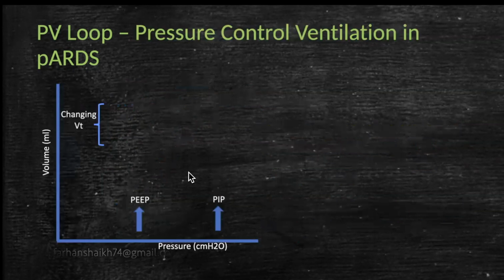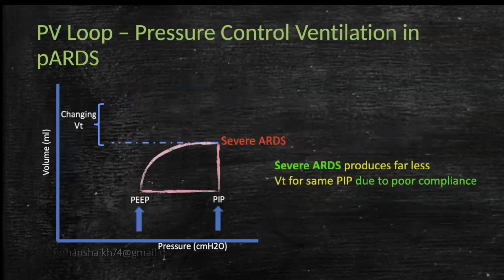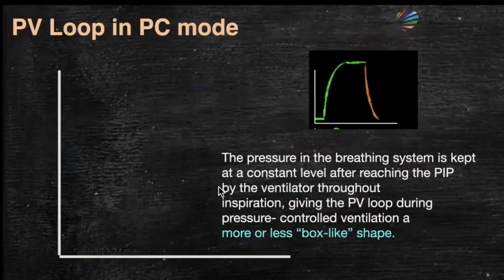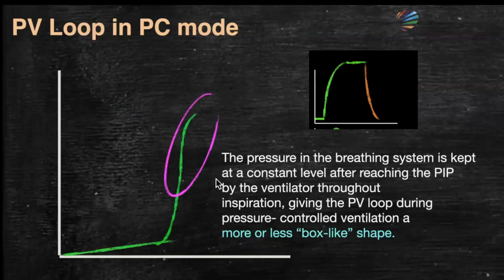While in pressure control mode, this is going to be the morphology of the pressure volume loop with the lower tidal volume because of poor compliance, and the PIP will be fixed. So pressure will not change, but as the compliance improves, you will see the volume will go on improving with improving compliance. So the question is, the pressure in the breathing system in pressure control mode is constant after reaching the PIP, as we saw already, and this box shape morphology is reached.